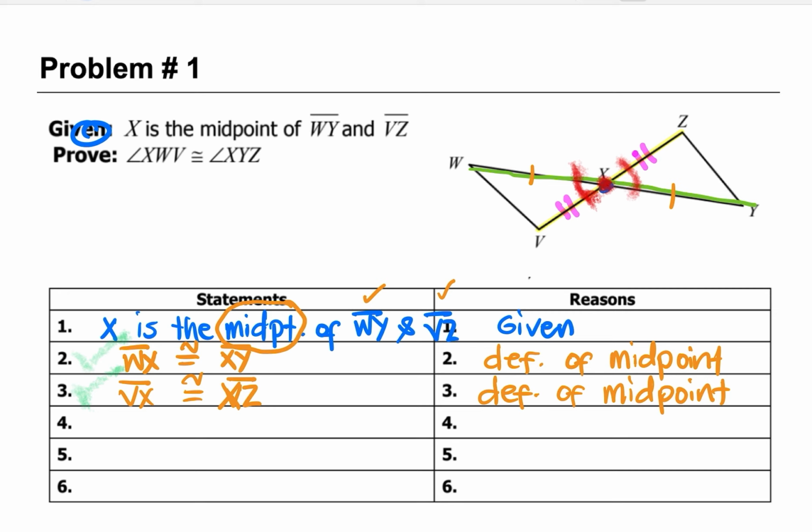So we can start with W. Angle WXV is congruent to angle, so I should start at Y, angle YXZ. So these two angles form vertical angles. So then we will say the reason is definition of vertical angles. And vertical angles are always congruent.